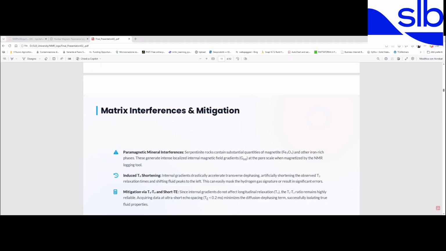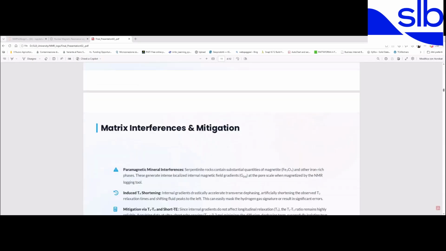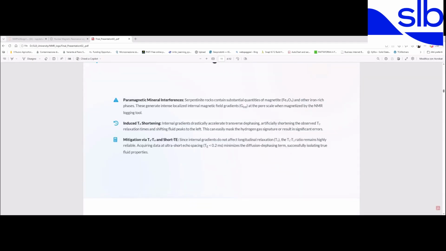Matrix interface and mitigation, paramagnetic mineral interface. So we also sometimes have the signature of some minerals that gives you the signal that the rocks can be characterized, because the presence of some minerals is linked to the presence of hydrogen. Serpentinite rocks contain a substantial quantity of the mineral magnetite and iron-rich phases. This generates intense localized internal magnetic field gradients that will be recorded easily by nuclear magnetic logs at pore scale when magnetized by the nuclear magnetic logs.